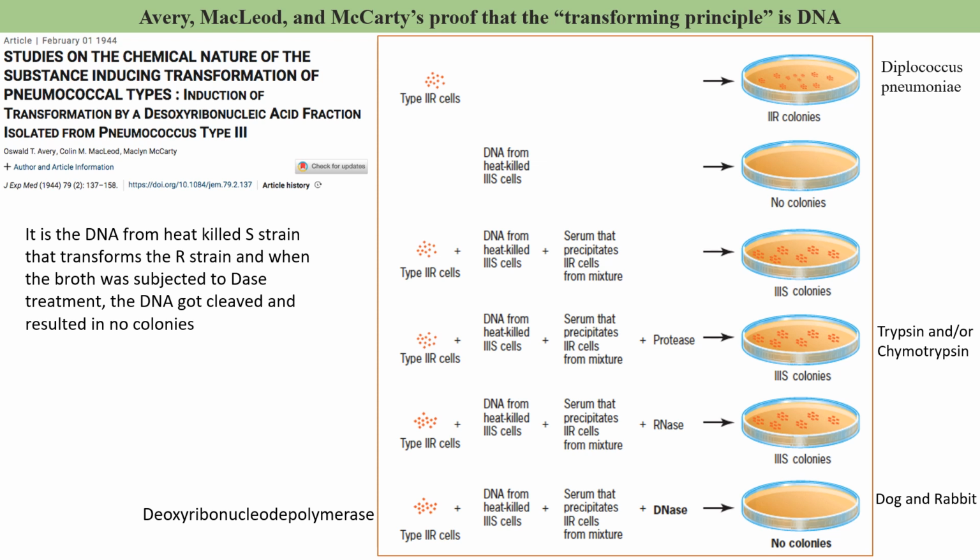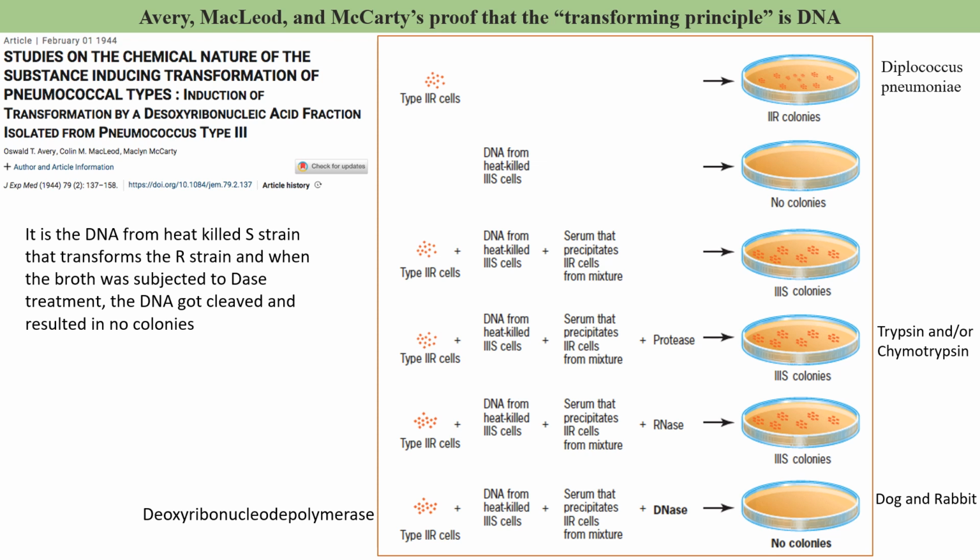Now, in the next set of experiments, this broth was subjected to treatment with protease, which is present in trypsin or chymotrypsin. Trypsin and chymotrypsin are protease enzymes which cleave the protein. And again, the observation was there was growth of S strain. Even when the broth was subjected to treatment with RNase enzyme, again the observation was the growth of S strain colonies in the agar plate.